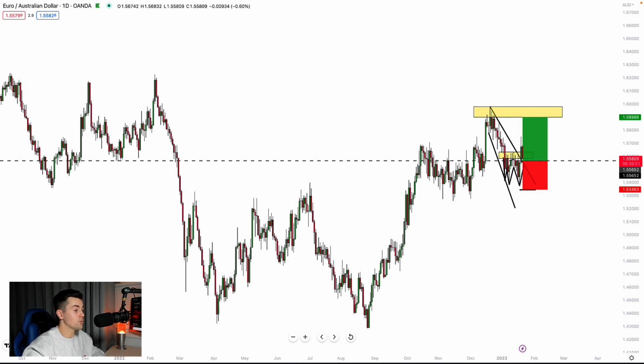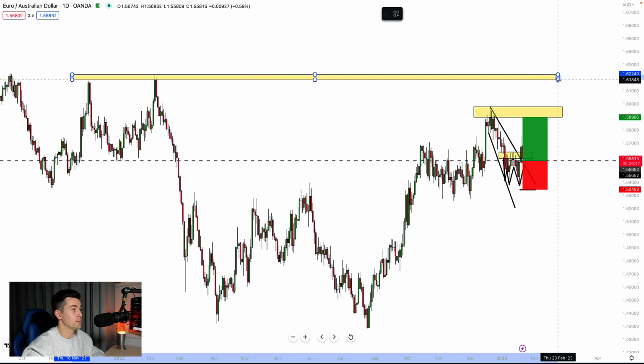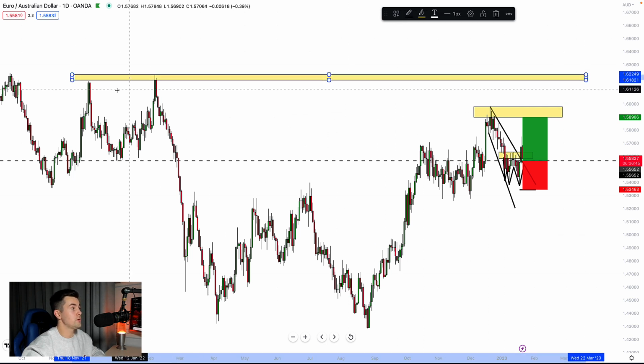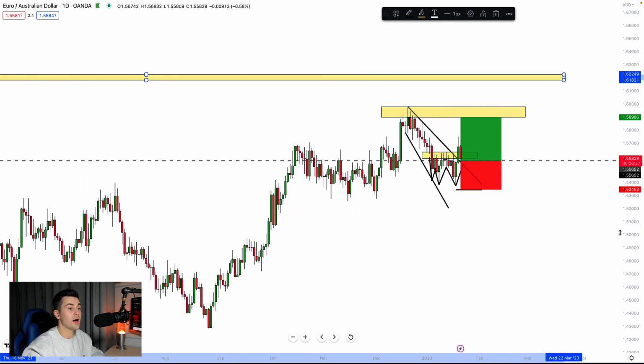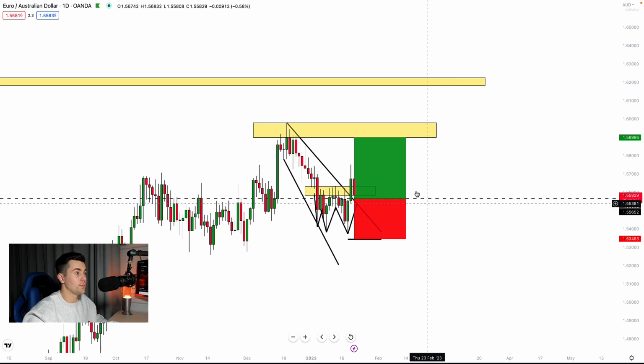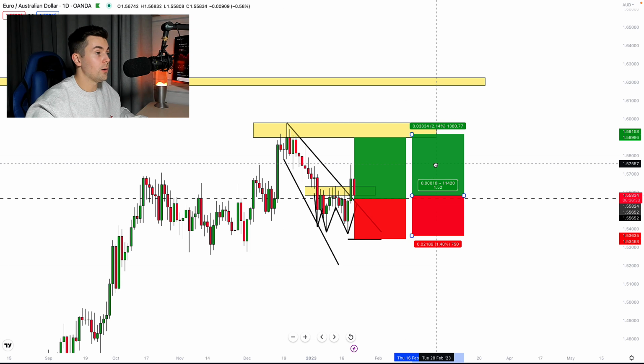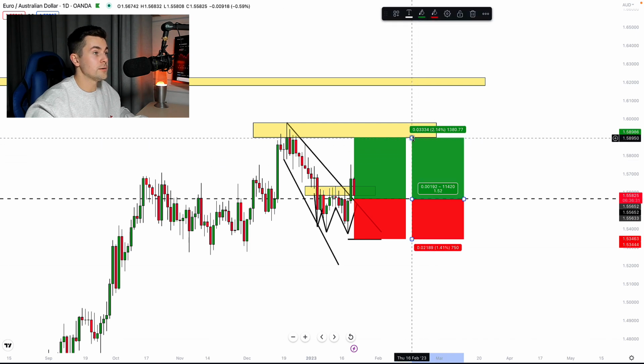Our next strong resistance on the Euro Aussie pair is right here. Here it goes, traders, and you can see that 2 times in a row in the past very strong bearish movements initiated from that resistance. So that will be our second goal. So let's measure our risk to reward for the second target.